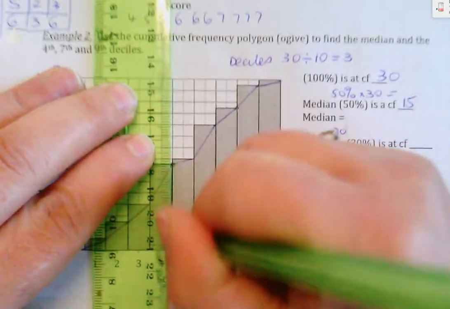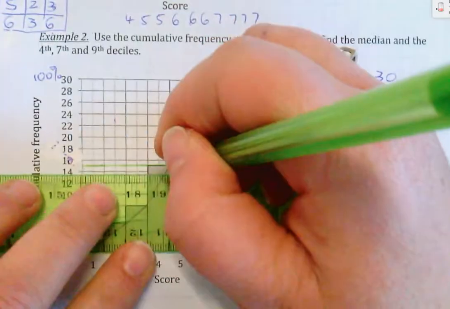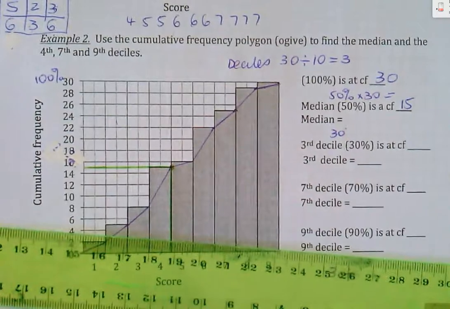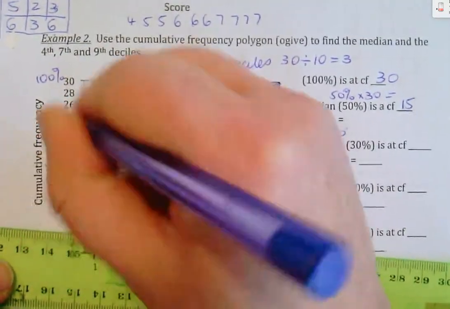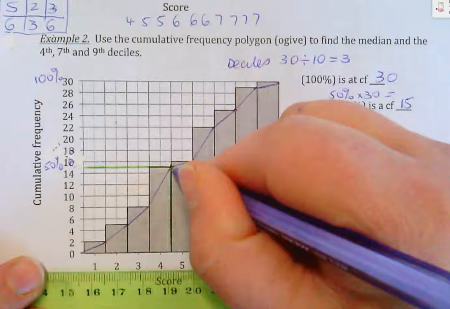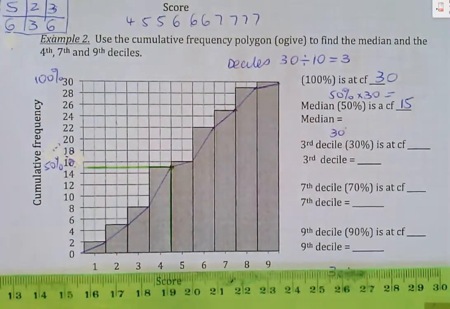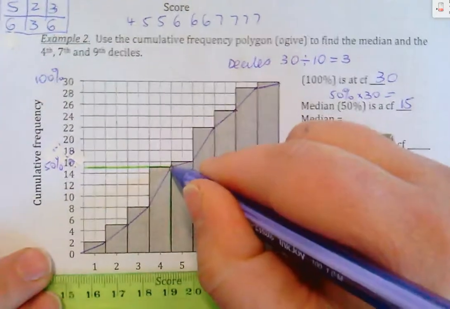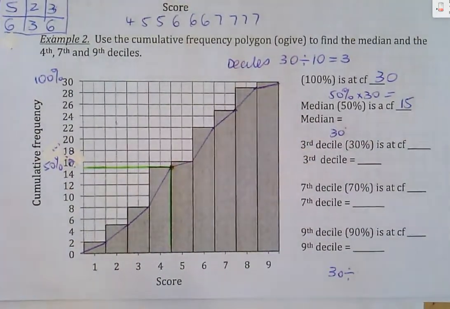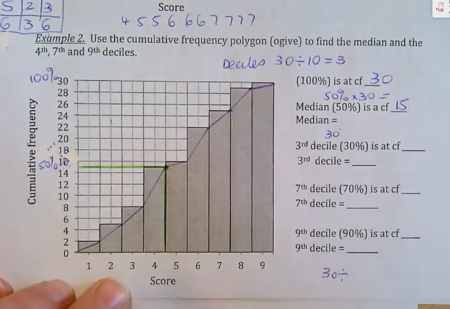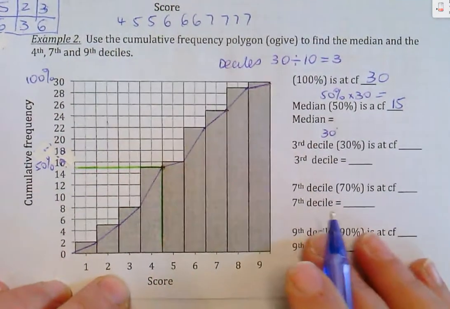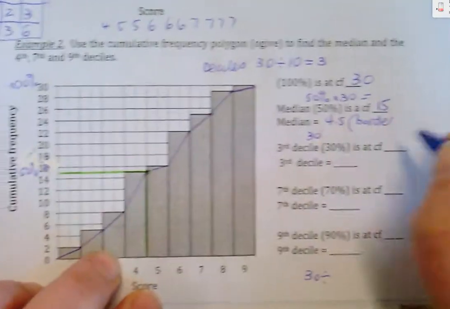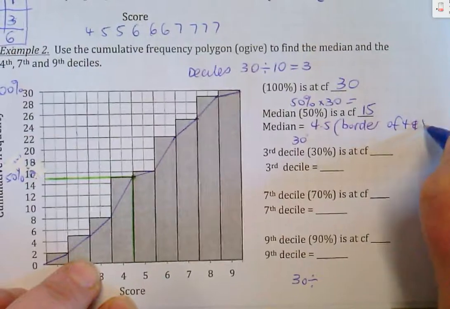I think I need a red pen so we can see. Cross with your line from 15, which is at the 50% mark, because 50% of 30 scores is 15 scores. You must hit the polygon, the line graph, not the column. When you hit the line, you come down. So now, what is the median? It's on the border of the 4 and 5 column. So it's 4.5 because it's on the border of 4 and 5.